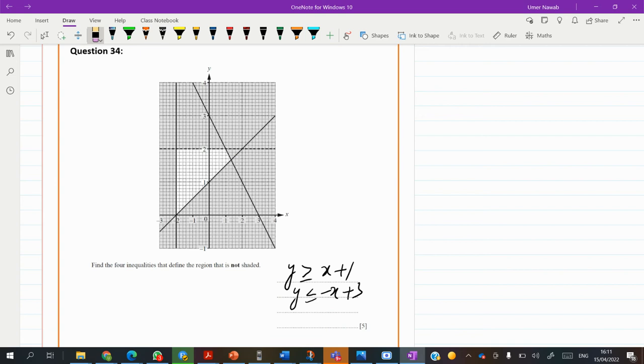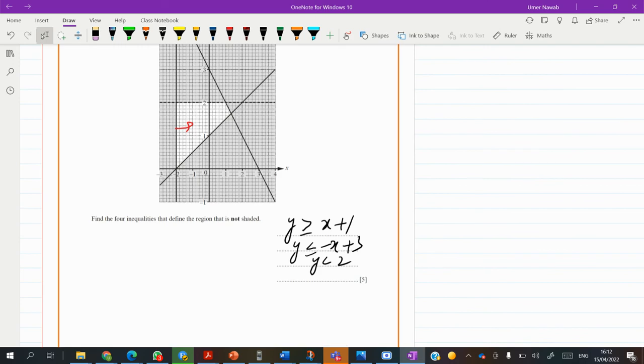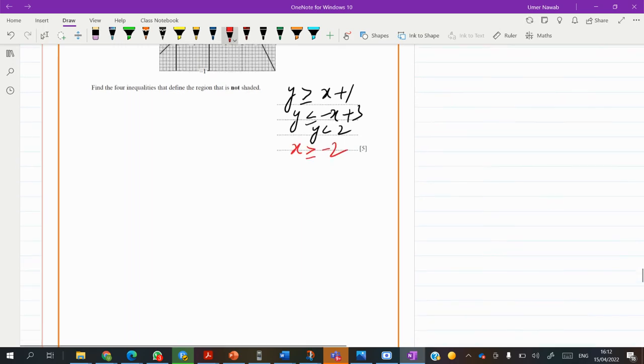Now I'm going to go to the third line, which is the dotted line. Obviously it's y less than 2, not equal to, y less than 2, since it is a dotted line. Now go to the fourth one. I'm talking about this line. So this is x equals minus 2, but our wanted portion is on the right-hand side. So x is greater than or equal to minus 2. Next.